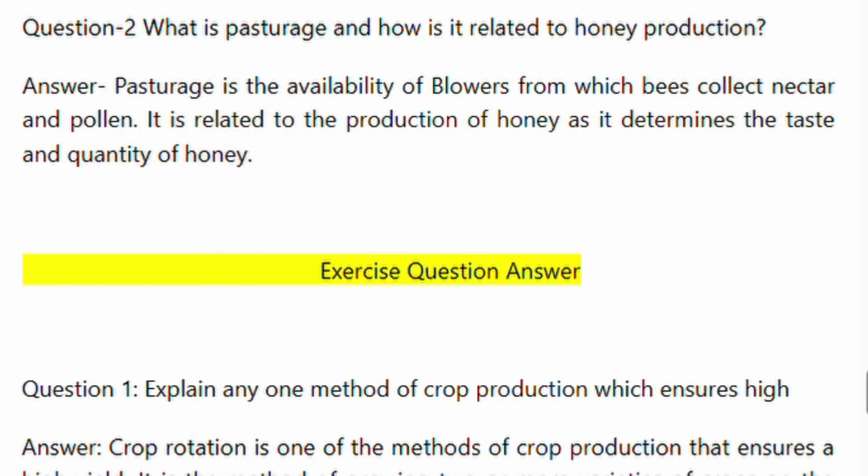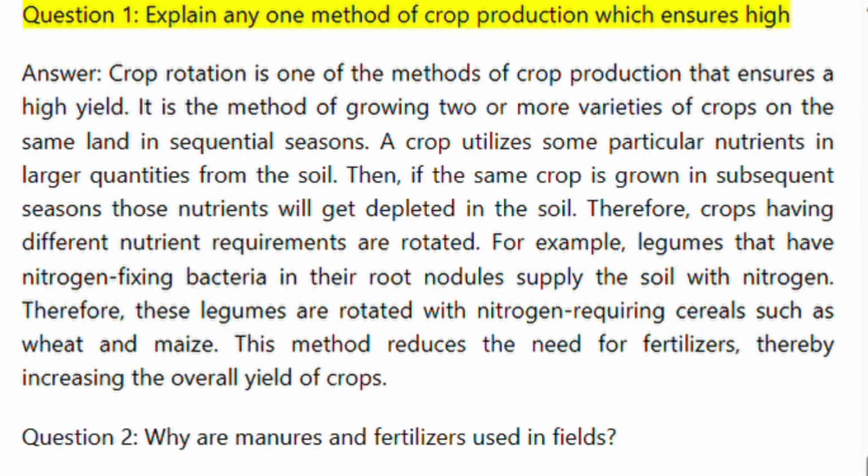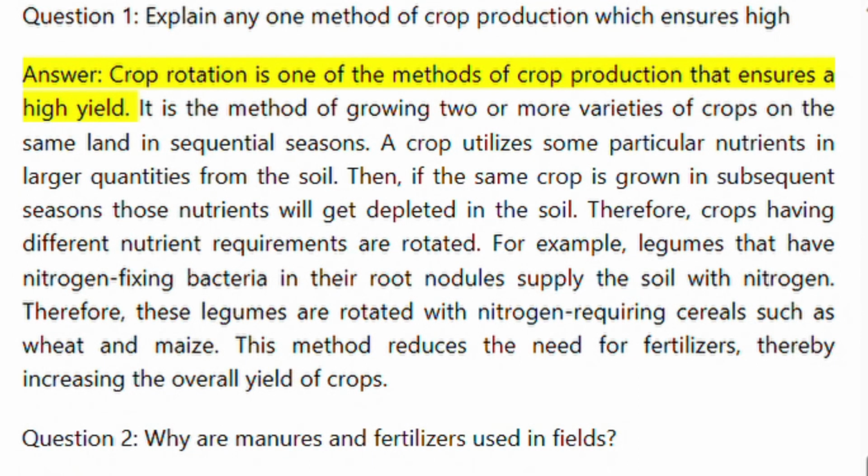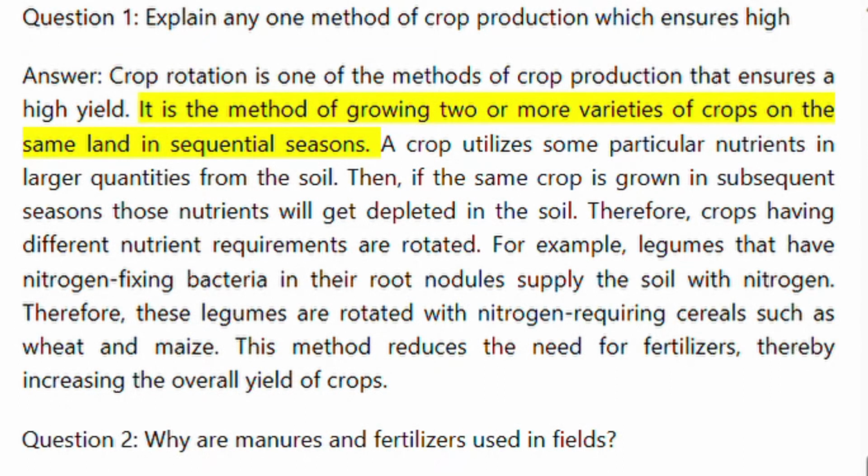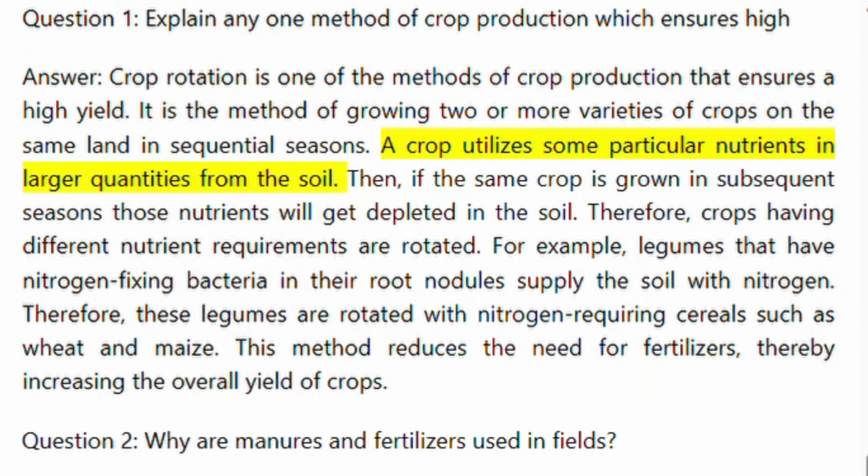Exercise question answer. Question 1. Explain any one method of crop production which ensures high yield. Answer. Crop rotation is one of the methods of crop production that ensures a high yield. It is the method of growing two or more varieties of crops on the same land in sequential seasons. A crop utilizes some particular nutrients in larger quantities from the soil.